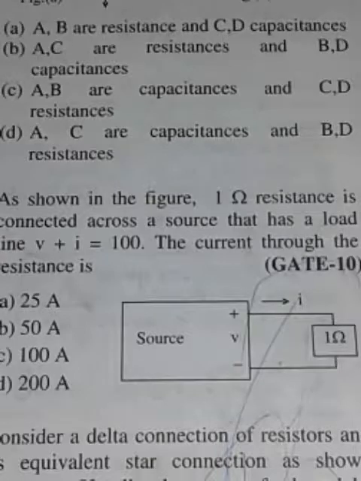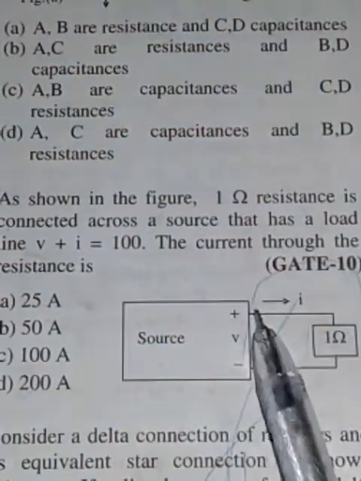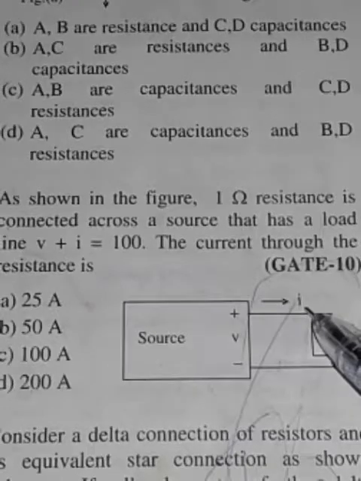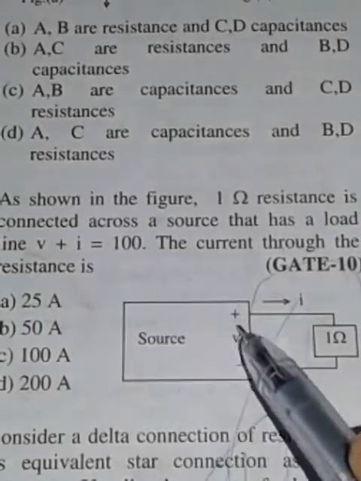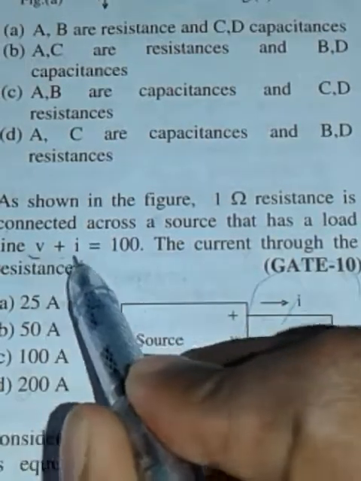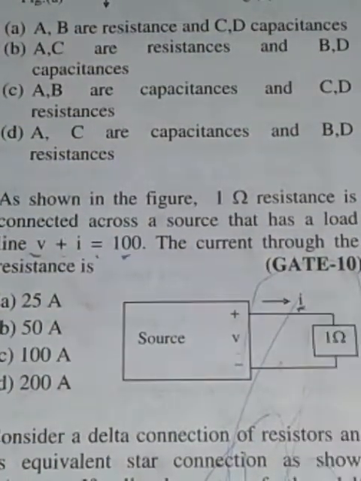So here we will start from question number 19. As shown in the figure, this is the 1 ohm resistance and the current flowing through it is I. The overall system is a lumped system. The voltage is given as V, and they have given a load equation, V plus I is equal to 100. They are asking us to find the value of this current.